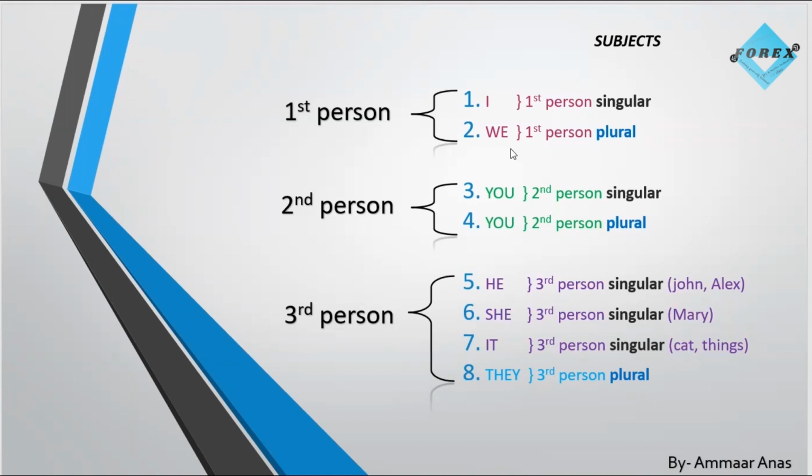I and we are first person because we say I went to school, we went to a trip. So I is singular and we is plural. And you is singular and also plural. We can say you for a group or you for a particular person. And then the third person is he, she, it. This all goes to the singular person, even including names like John, Alex, Mary, cat, or thing. These all could be grouped as third person singular. And they is the third person plural because when a third person looks at a group of people, he says they are having a lot of fun.